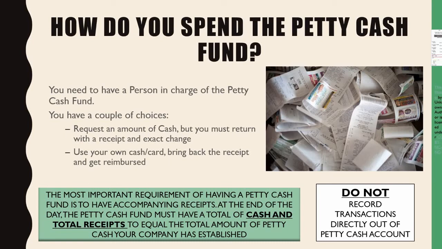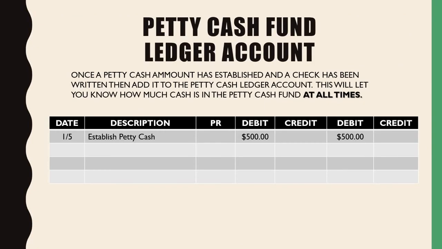Okay? Now, here's a rule of thumb. When we record transactions, do not take the transactions directly out from the petty cash account. This is very important because when we establish a petty cash, we must debit our petty cash, or we credit our petty cash, right? Now, if I were to debit my petty cash, what does that tell me? That means I'm going to increase my cash flow. But if I credit my cash, that means I'm going to decrease my cash flow.